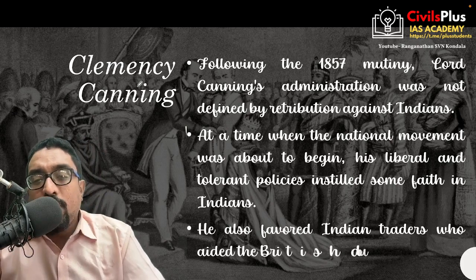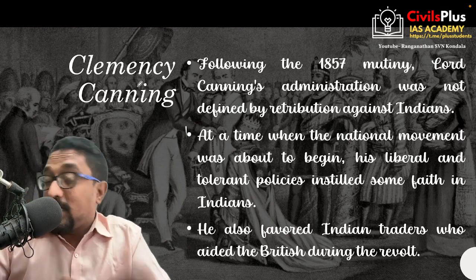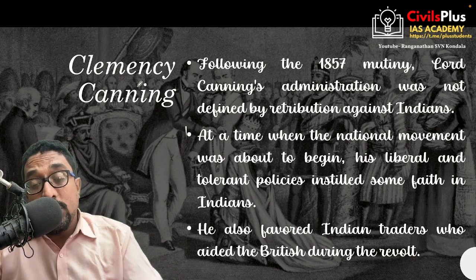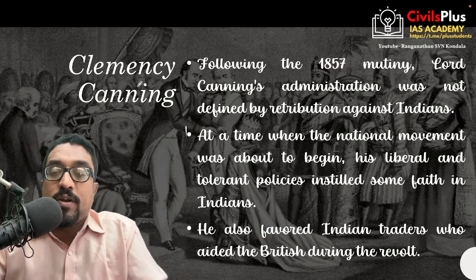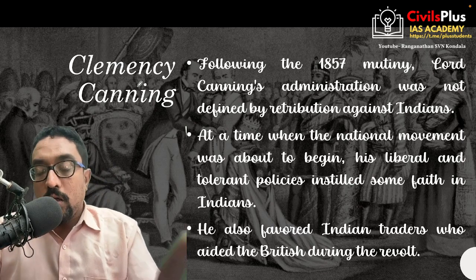His liberal and tolerant policies instilled some faith in Indians among the British. He also favored Indian traders who aided the British during the revolt. And to be honest, other than anybody who was involved specifically in the murder of British citizens, no other punishments were imposed on the people of India.